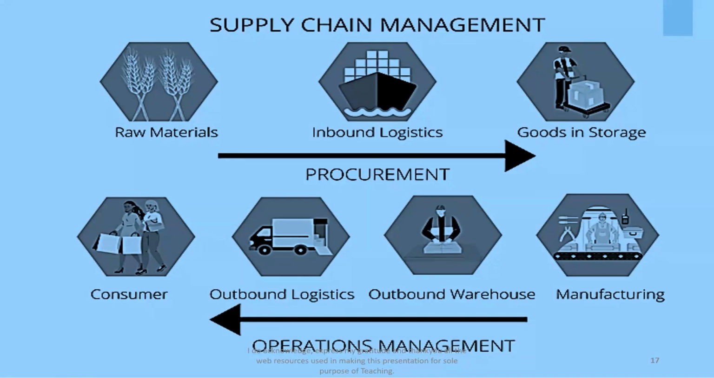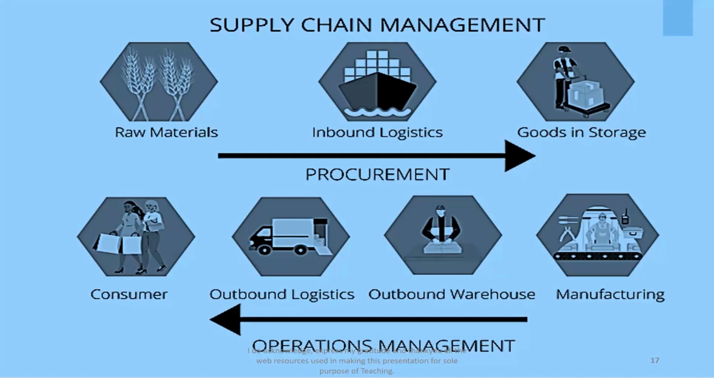Another pictorial representation. There are two things in supply chain management: one is called inbound and one is called outbound. As we discussed and saw in the previous slide, there is a supply side and a demand side. You can see raw material, with the help of inbound logistics, goes to goods storage. This is the procurement cycle with the help of inbound logistics.